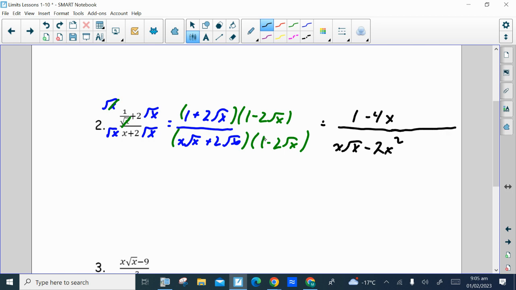The inner products, 1 times 2 root x is 2 root x. And the last terms, a positive times a negative is a negative. 2 times 2 is 4. And root x times root x is x.